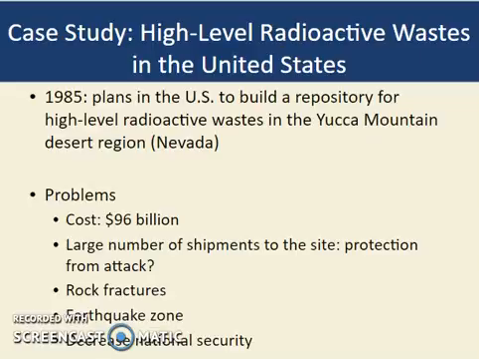1985, there were plans in the U.S. to build this facility we've been talking about in Nevada. It's going to cost $96 billion. And essentially, that was going to be our one storage spot for the whole country. So there were going to be a lot of shipments coming in.